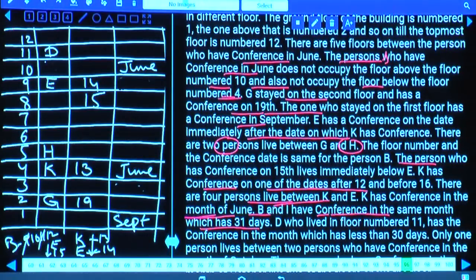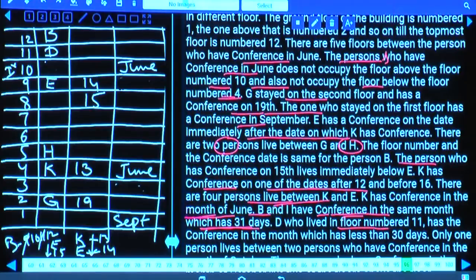No. Why? Because this B and I must be in the month which is having 31 days. Hence as B cannot be here, B must be here. Are you agreeing this one or not? Hence B must be on the 12th floor. Now we have fixed this B as well. And B and I have the conference in the same month which has 31 days. Hence I must also be 31. Hence I cannot be here. And next one, which has 31 days.